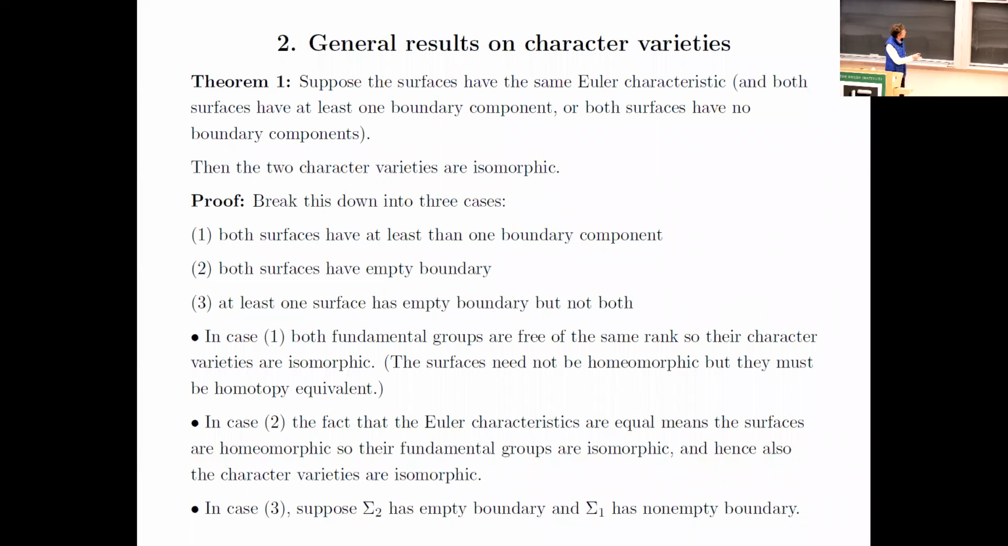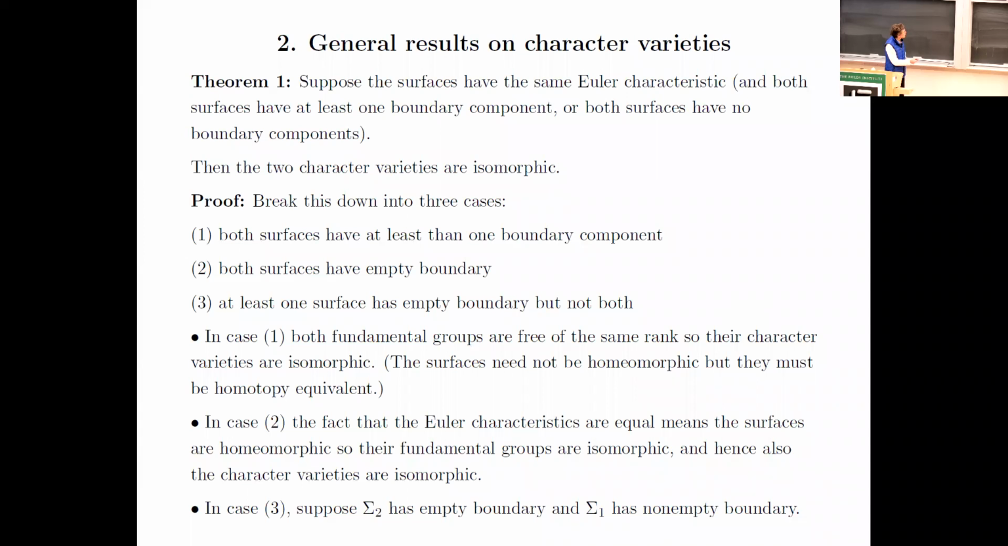So this breaks down into three cases. First, when both surfaces have one boundary component, and the second case is when both surfaces are closed, no boundary components. And then there is the third case when at least one surface has no boundary, but not both. So we have to confirm that in that case, they are not isomorphic.